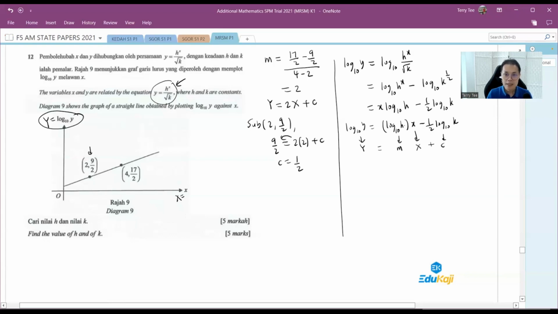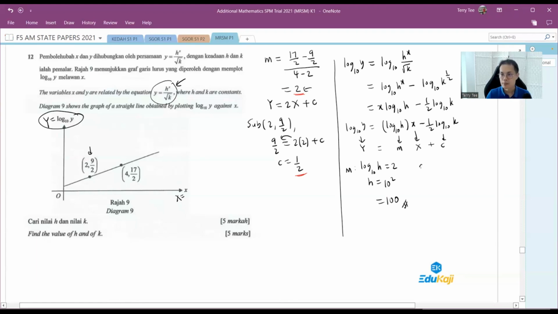My gradient in this case, as we know, is 2. My y-intercept is half. So basically, I just compare my gradient, log base 10 h, with 2 over here. So your h is 10 power 2. What is 10 power 2? 100.